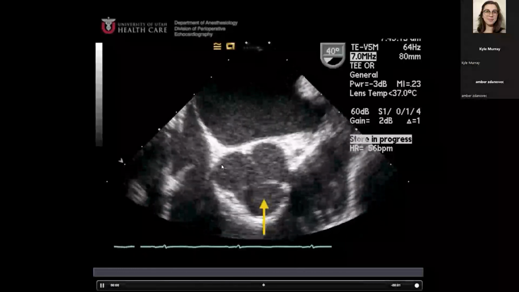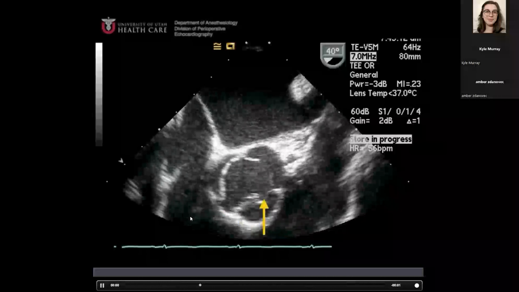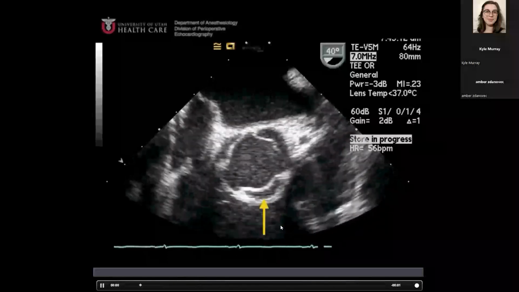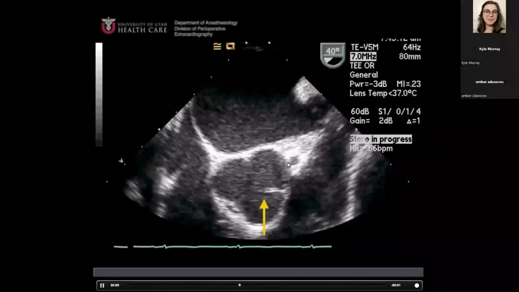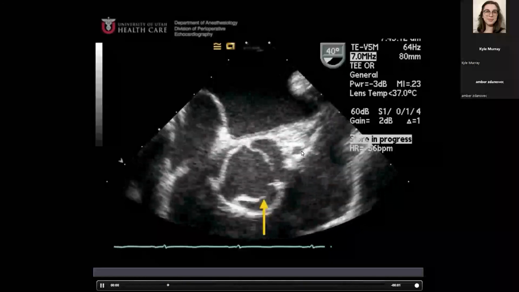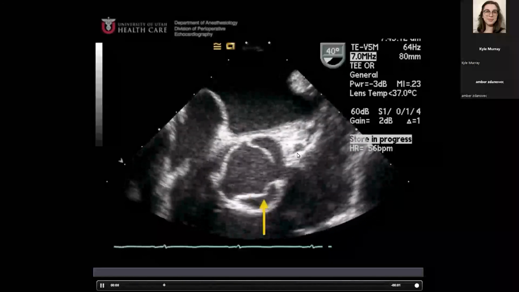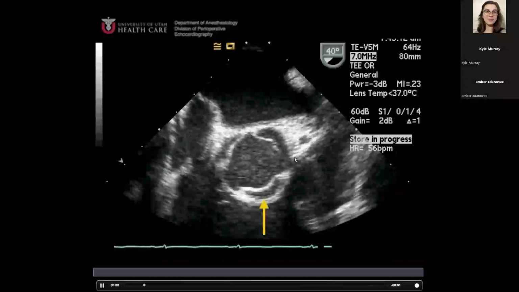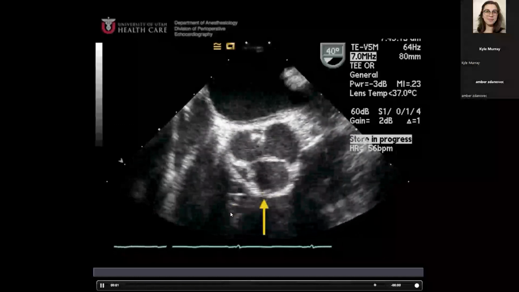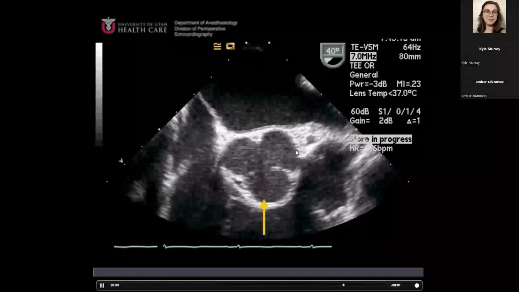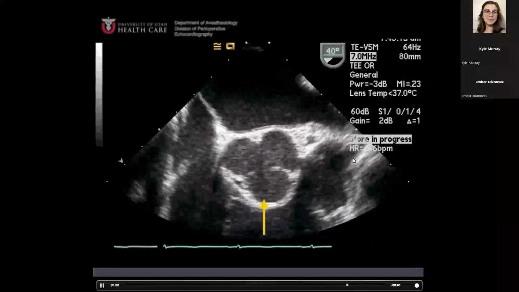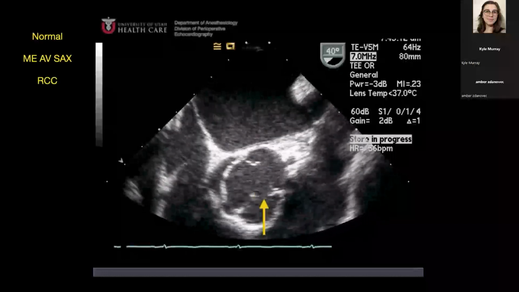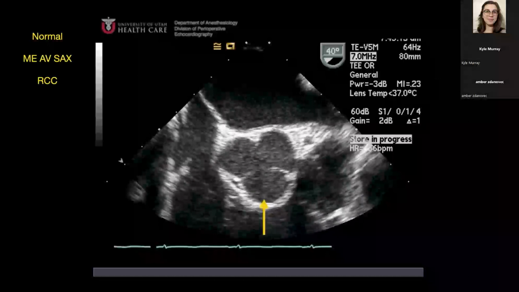So this was kind of the RV inflow out, where the RV is down here, so that's your right. Remember how I said sometimes you can see your left coronary coming off? That's probably what you're seeing right here, that little black dot. That is your coronary. It's always really hard to see the right one, but usually you can catch the left one, and that's what that is. So yep, normal right coronary cusp.